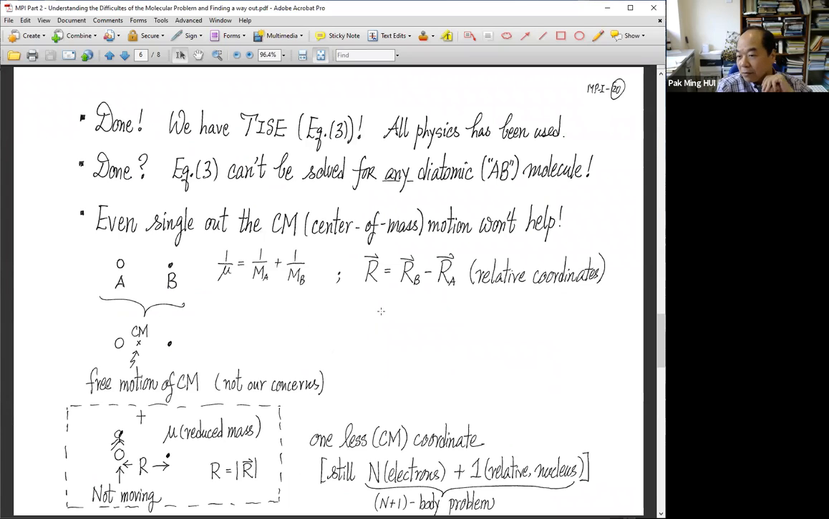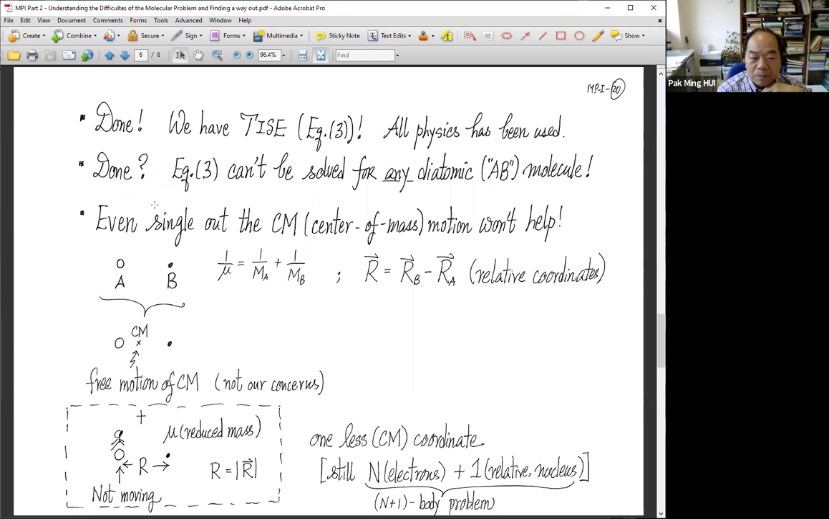So basically we are done. We have written down the equation, find some postdoc, solve it numerically, everything is done. But are we really done? It cannot be solved for any molecule, not even H2.